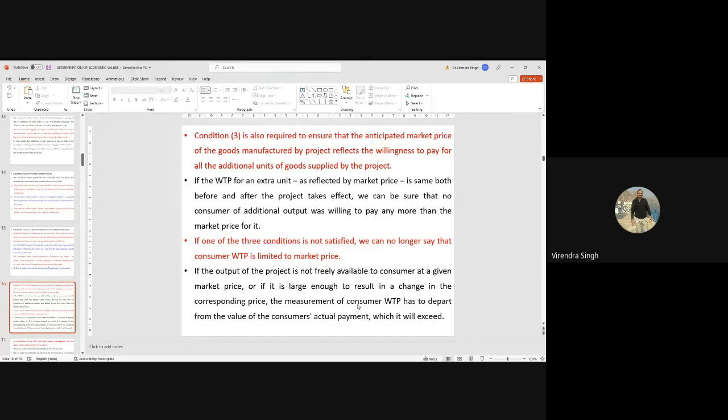If one of the three conditions is not satisfied, we can no longer say that consumer willingness to pay is limited to market price. If the output of the project is not freely available to consumers at a given market price, or if it is large enough to result in a change in the price of the commodity, the measurement of a consumer's willingness to pay has to deviate from the value of the consumer's actual payment, which it will exceed.